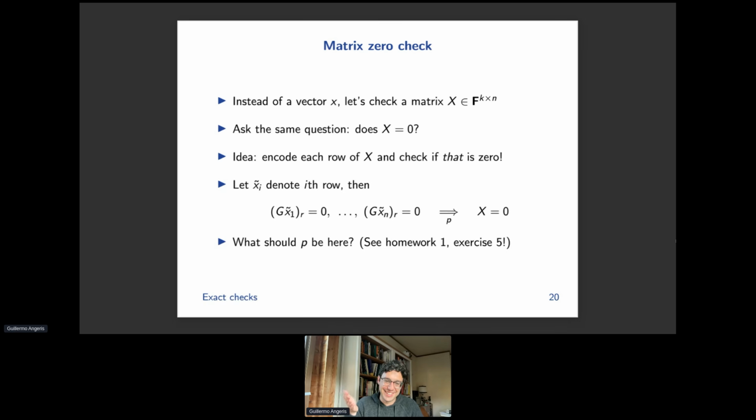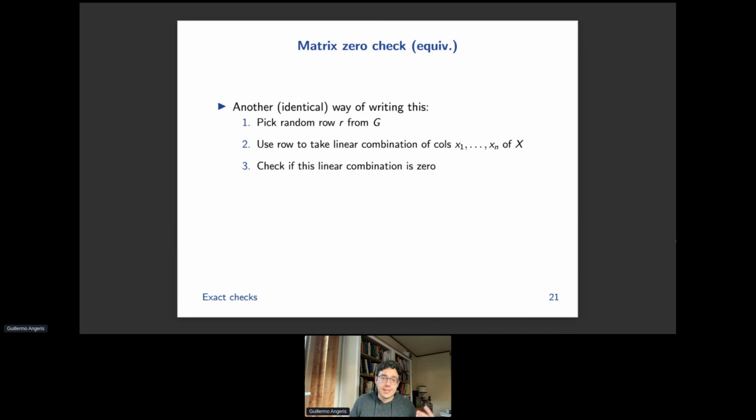Okay. And so I asked you this question, which is what should p be here? And the easiest hint is, I would recommend you see homework 1, exercise 5. So if you did homework 1, exercise 5, the thing on the left-hand side should look very familiar. And you have to parse what that means for the thing on the right-hand side. So if you did that, you should be able to reconstruct what p is here based on the 0 check that we just discussed.